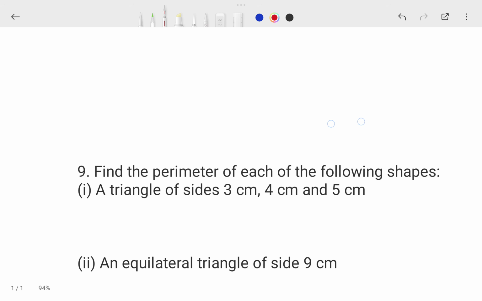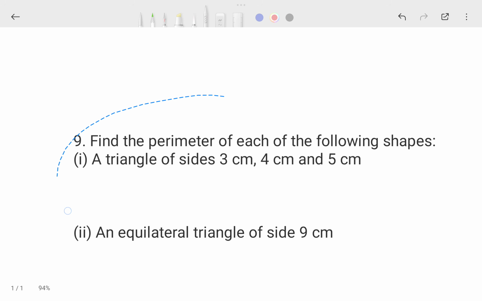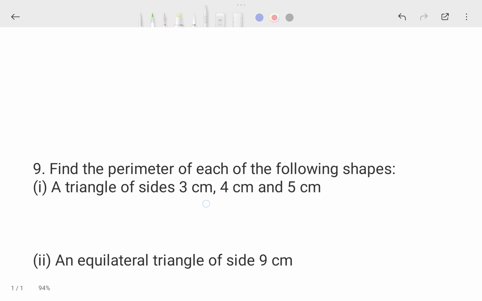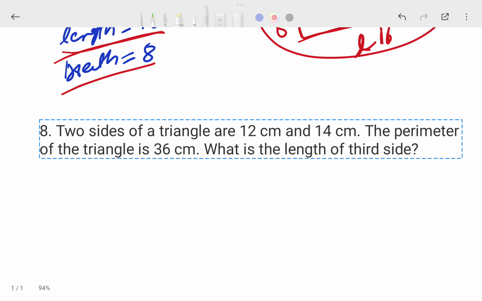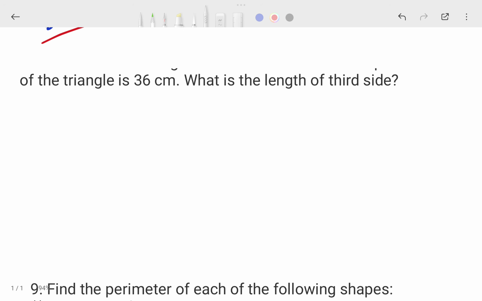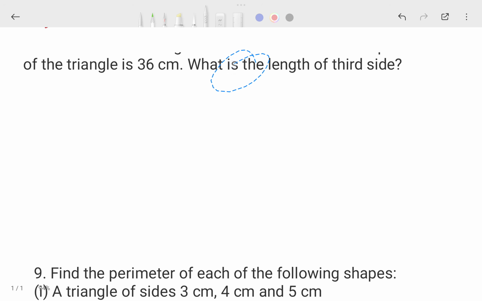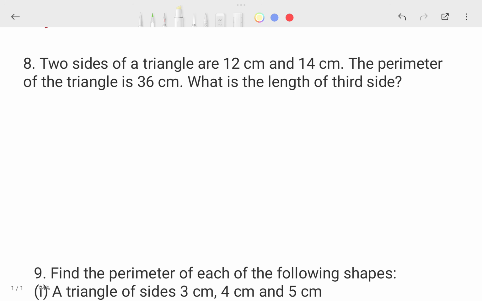Okay, so now let's talk about this next question. What is this question telling? Two sides of a triangle are 12 centimeter and 14 centimeter. There is one triangle, let's suppose this is the triangle.